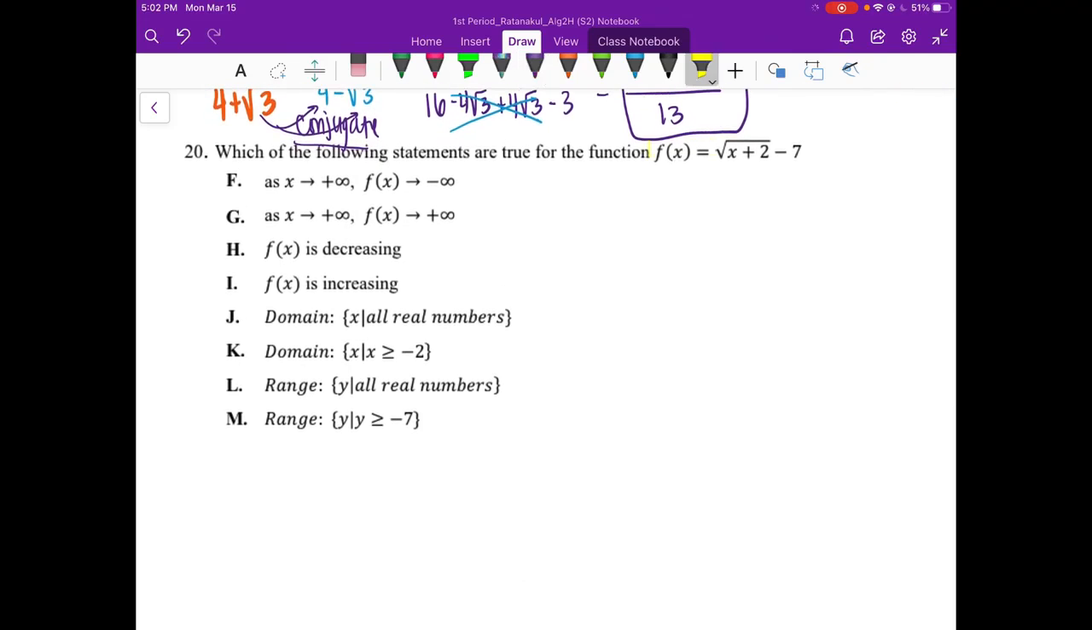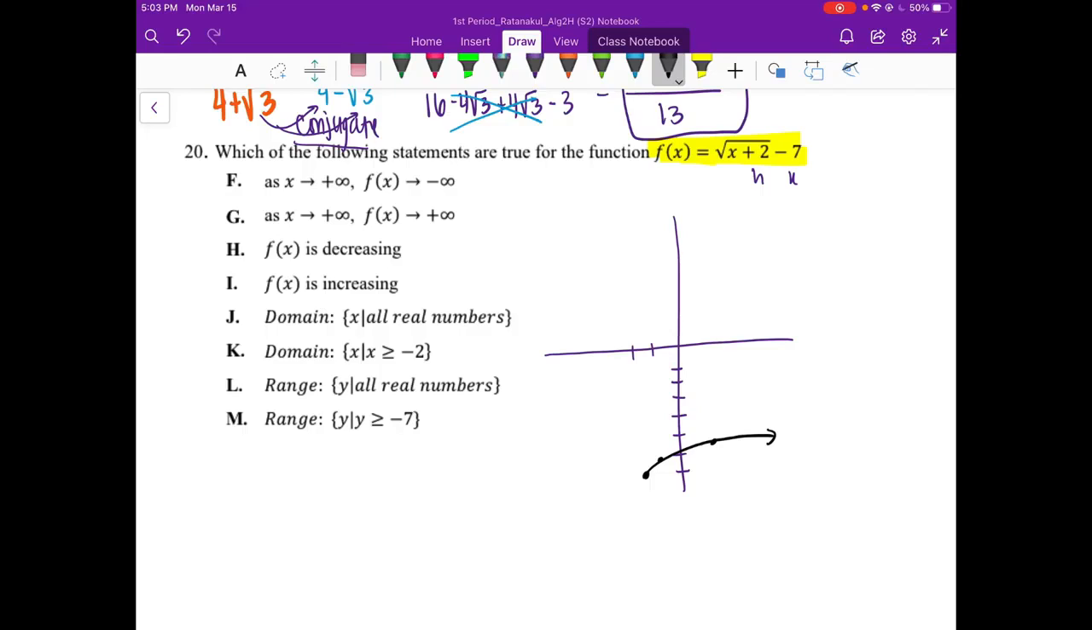Okay, the very last problem wants us to look at this function and select all that is true. So I'm going to draw a rough sketch of this. It's a square root function, and I know my starting point is at -2, -7. And it's positive. So it's going to look something like this.